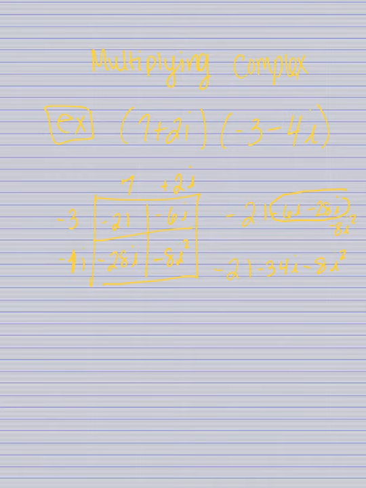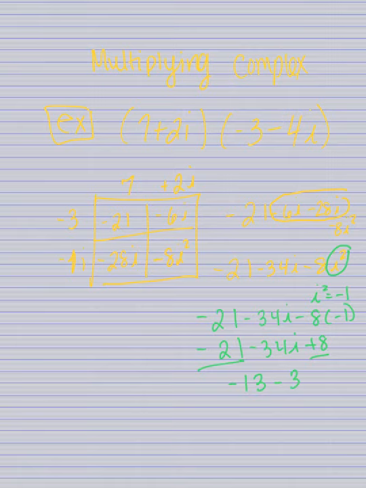Now, as a reminder, and we've done this before, i squared is equal to negative 1. So this becomes negative 21 minus 34i minus 8 times negative 1. And I'm just going to keep going to simplify it. That becomes a plus 8. And then I combine these. So that's going to be negative 13 minus 34i.